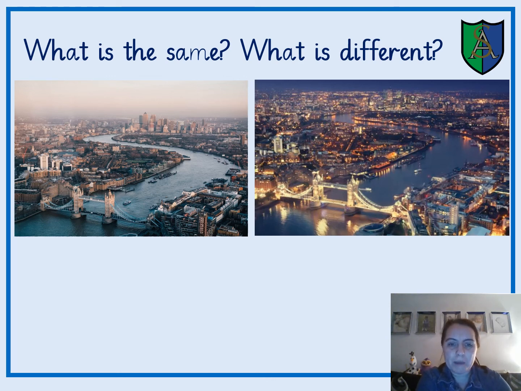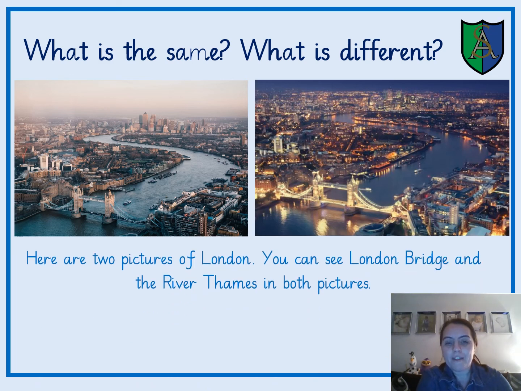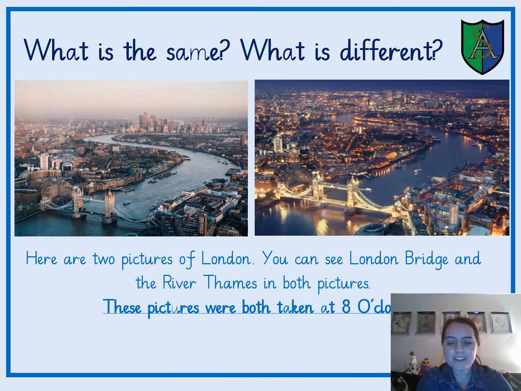So we've got two pictures here. Now, they are both pictures of London. If you look very closely, you can see London Bridge and the River Thames, and all of those buildings that are in London. Now it looks like they're taken from pretty much the same angle too, and they were both taken at 8 o'clock, okay, so both of these pictures were taken at 8 o'clock.